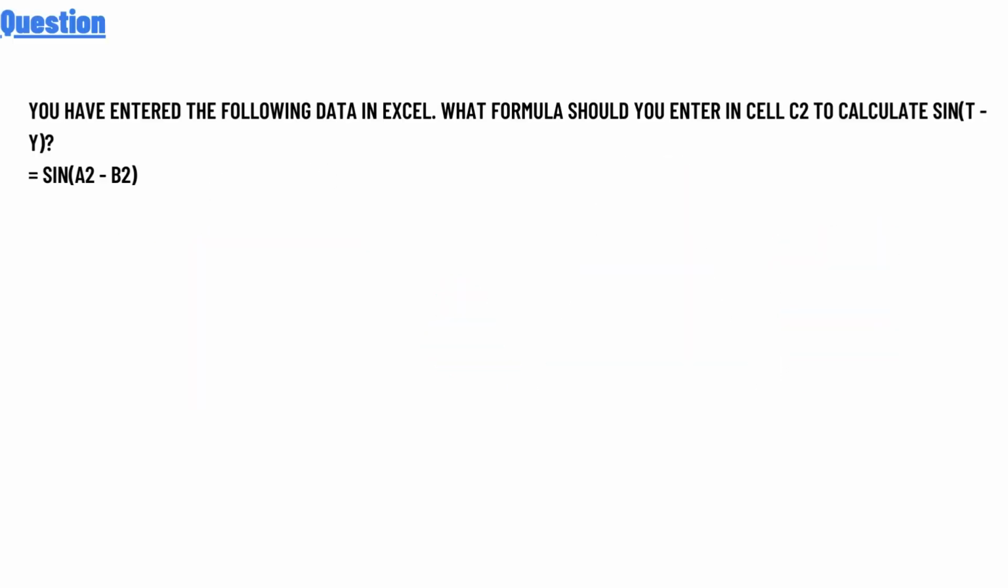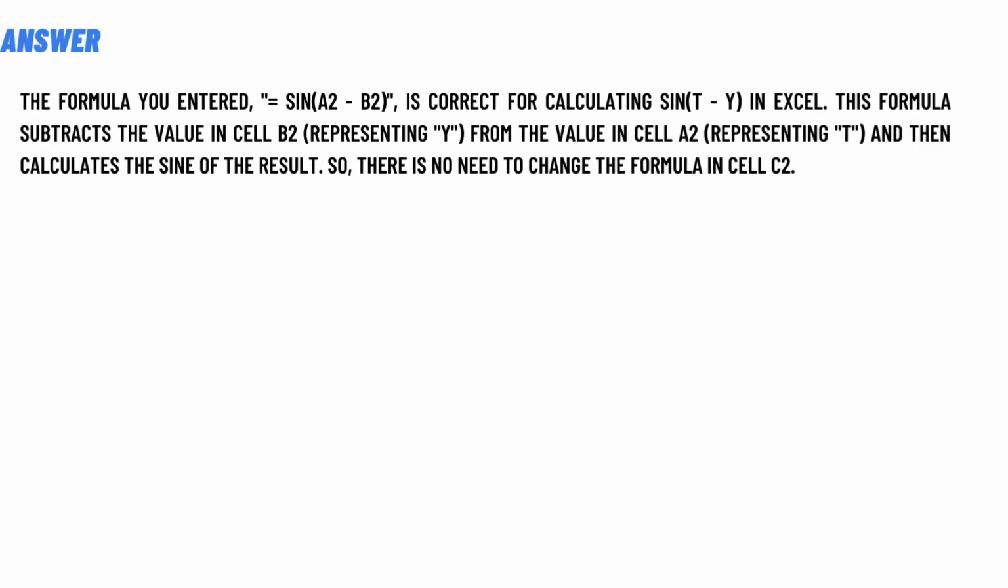Our question today is: you have entered the following data in Excel. What formula should you enter in cell C2 to calculate sine t minus y, which is equal to sine A2 minus B2? The correct answer is that the formula you entered is correct for calculating sine t minus y in Excel. The formula subtracts the value in cell B2 from the value in cell A2 and calculates the result. So there is no need to change the formula in cell C2. That is the answer to the question.